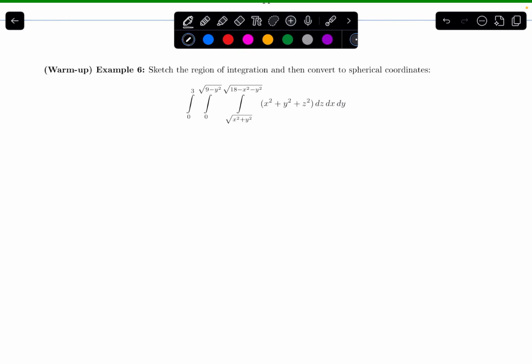And I noticed that the innermost integral has a dz. So these limits of integration are in terms of z. So this is z equals this square root, z equals that square root. And I'm going to want to think about what these surfaces look like. And if I keep going this way, next up I have dx. So this will be x equals 0, and x equals this next square root. Finally, we've got dy, so this will be y equals 0, and y equals 3.